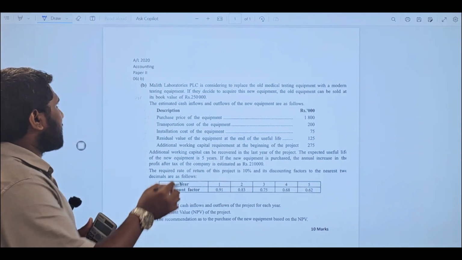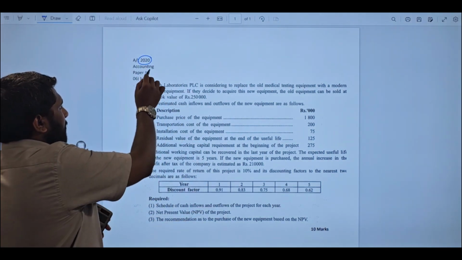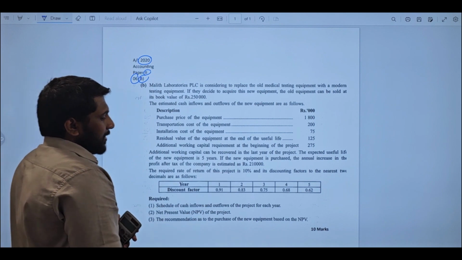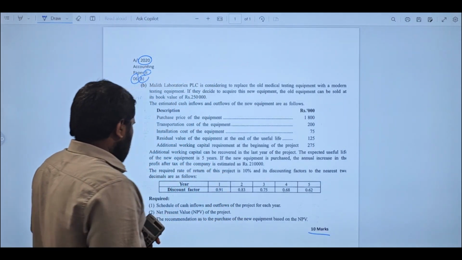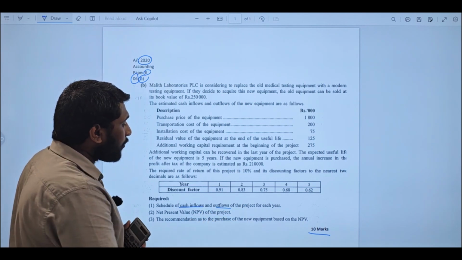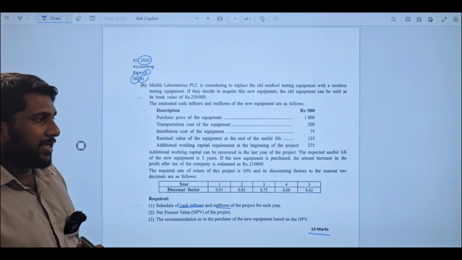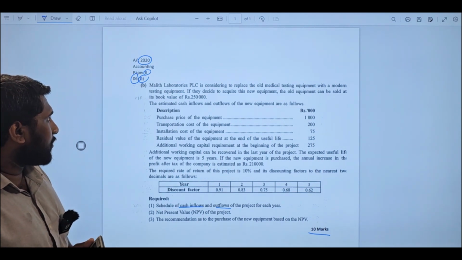So today we are going to discuss the past paper year 2020 paper 2 question number 6 part B. This is a 10 mark question. So what are the requirements? Schedule of cash inflows and outflows of the project and NPV calculation and the recommendation. So let's read the scenario.